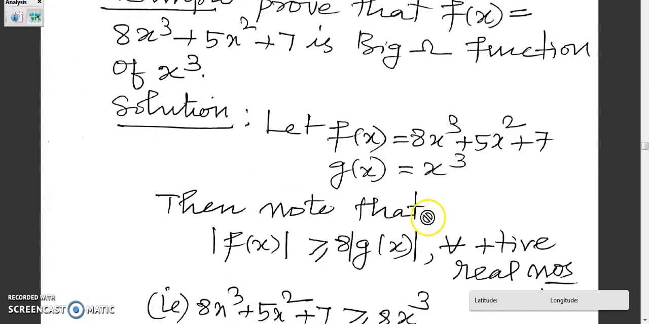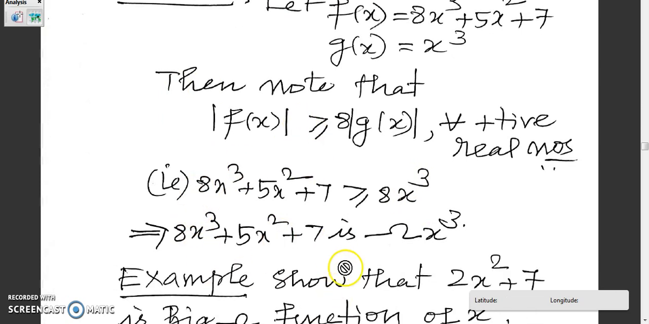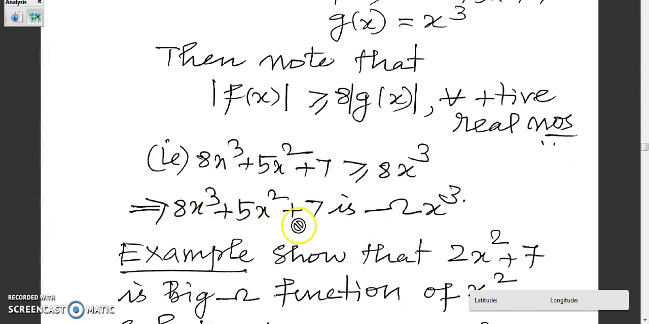That c is here 8, such that 8x cubed plus 5x squared plus 7 is always greater than or equal to 8x cubed. This absolute value is very, very important. And therefore we say that this function, 8x cubed plus 5x squared plus 7, is a big omega function of x cubed.